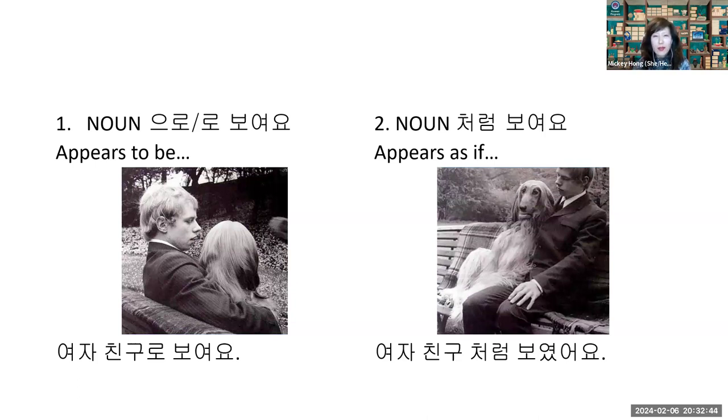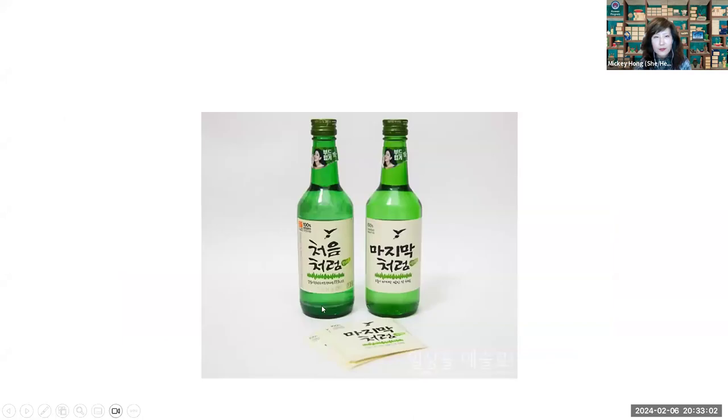여자친구처럼 보였어요. 처럼 means appears as if. It's very similar in meaning. It looked as if it was his girlfriend. 으로 보여요 is it appears to be. It looks like. That's why you have a soju name 처음처럼. It's like first time. It is a joke, because 마지막처럼 means it's like the last time. If you get hungover, that's what you say. 마지막처럼. You drink like it's the last time.